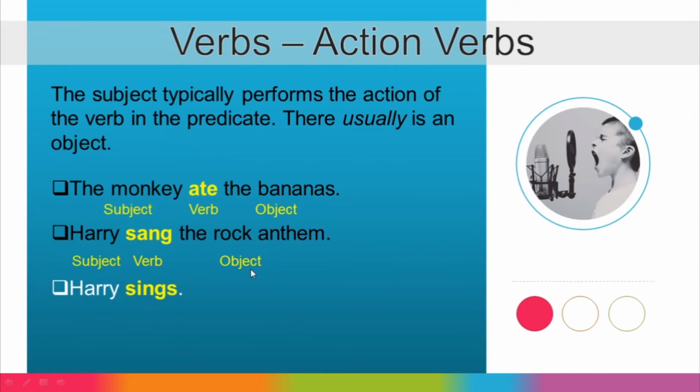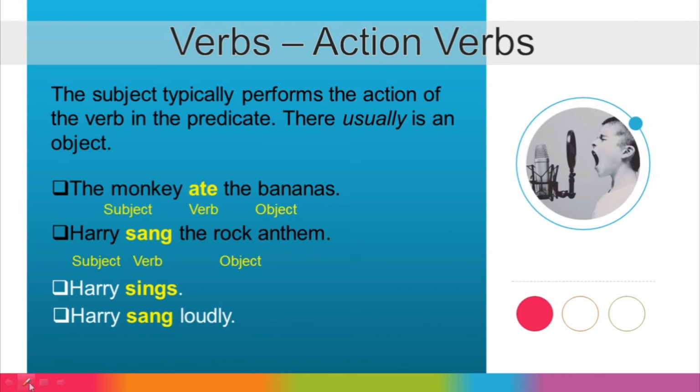Now how about this sentence, Harry sings? In this case, Harry is still doing the action, which is singing. However, because this is the simple present, you would know that Harry sings as a habit or something that he does for fun. In this case, there is no object. Is it still correct? Well, this is still correct.